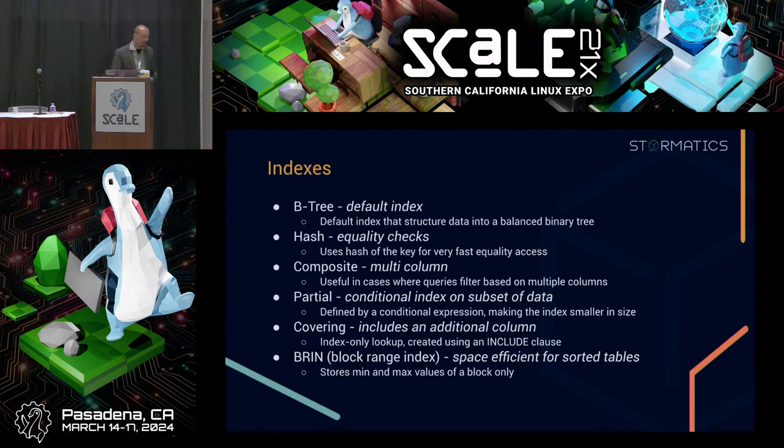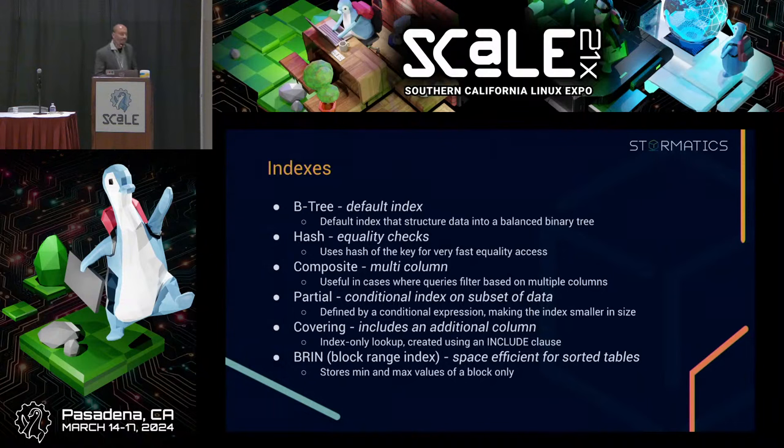A composite index is multiple columns combined, which is used when you have queries that frequently access data where the conditional clause is dependent on multiple columns. So if your where has not one, but two or more columns involved in it, having a composite index on all of those columns will help that query retrieve data faster. A partial index is not just on the column, but there's a conditional expression that it evaluates. It makes the index smaller in size. It doesn't index the entire data. It only indexes the data that satisfied the condition of the expression.